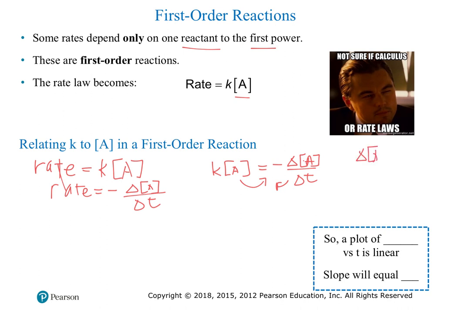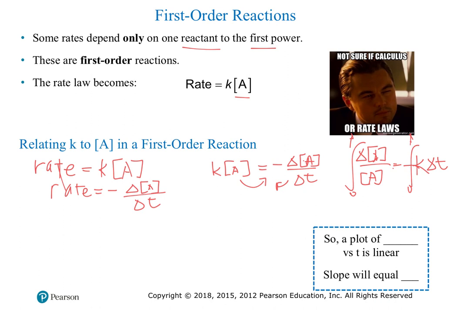So we get delta change in A over concentration of A equals negative k delta t. If you've taken calculus, this should look kind of familiar to a derivative. Instead of a delta, we'd have a d, so dA over A or dx over x. To get rid of the delta, we're going to integrate both sides, from 0 to A and from 0 to t.